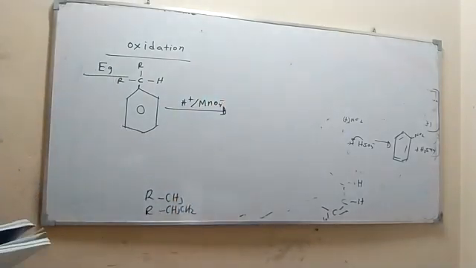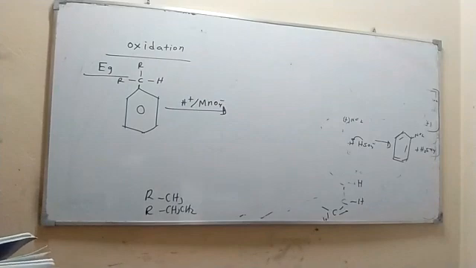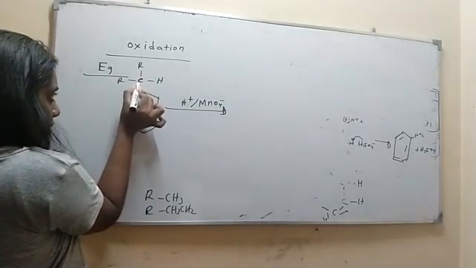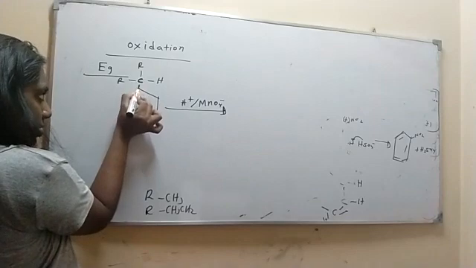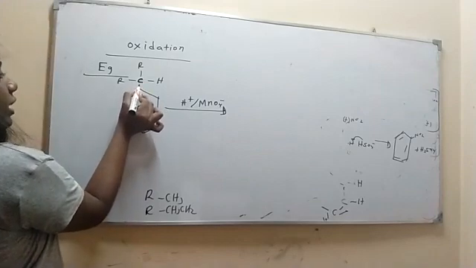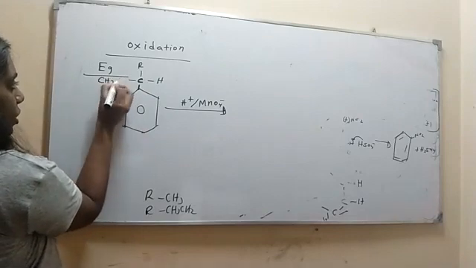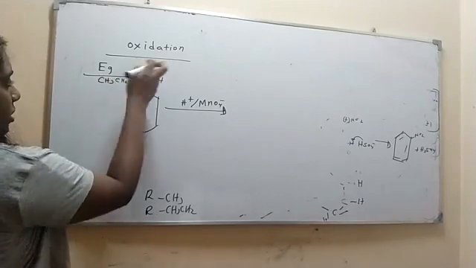Okay, so to oxidize, the theory is that at least one hydrogen should be present on the sp3 hybridized carbon which is directly bonded with benzene. This is the carbon directly bonded with benzene. Let's say this R group is some CH3, CH2 like that, or this R group is CH3.